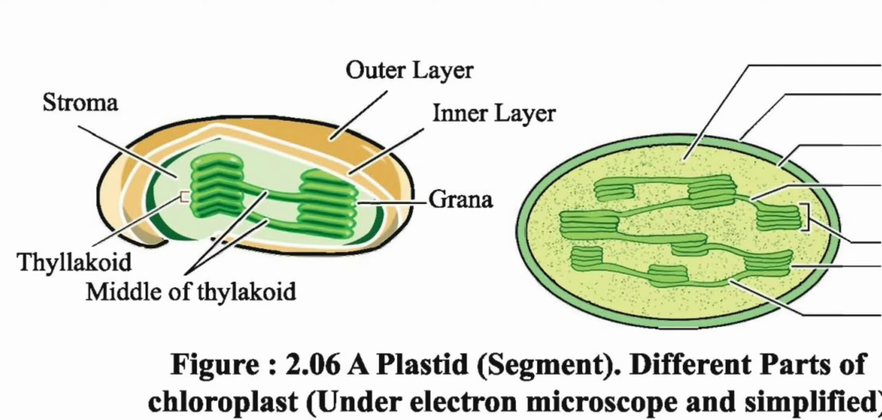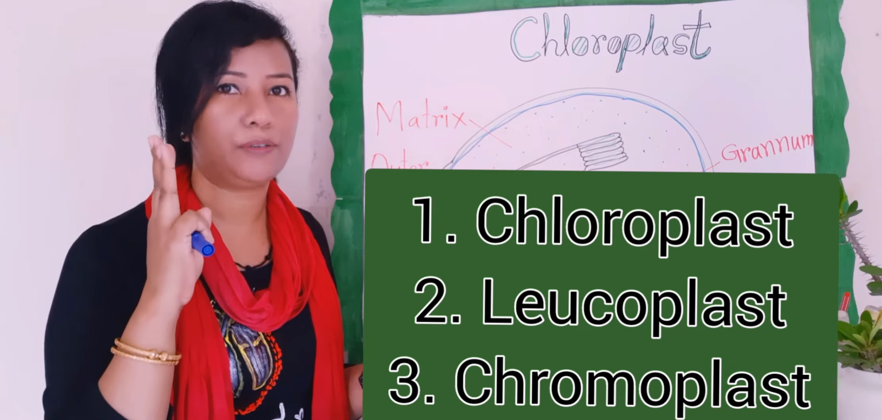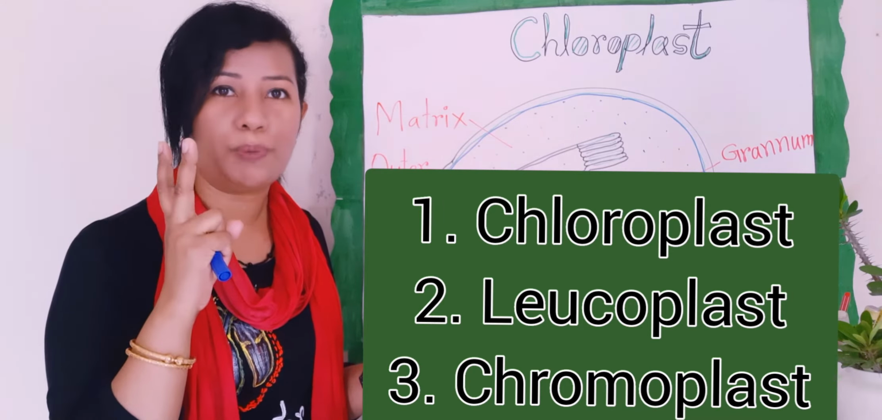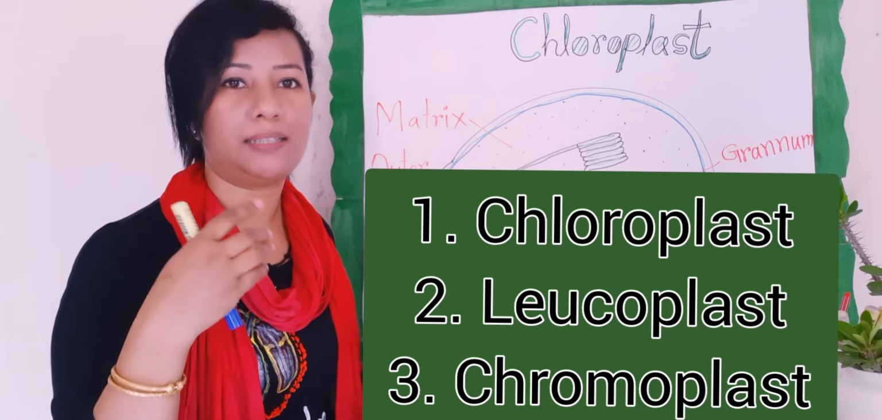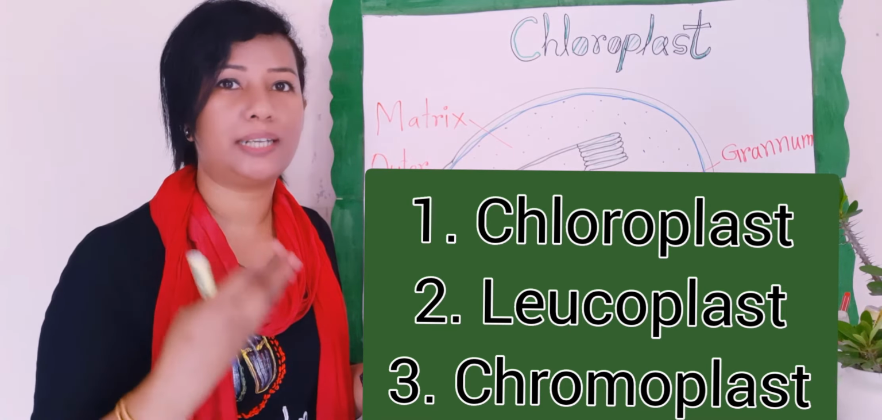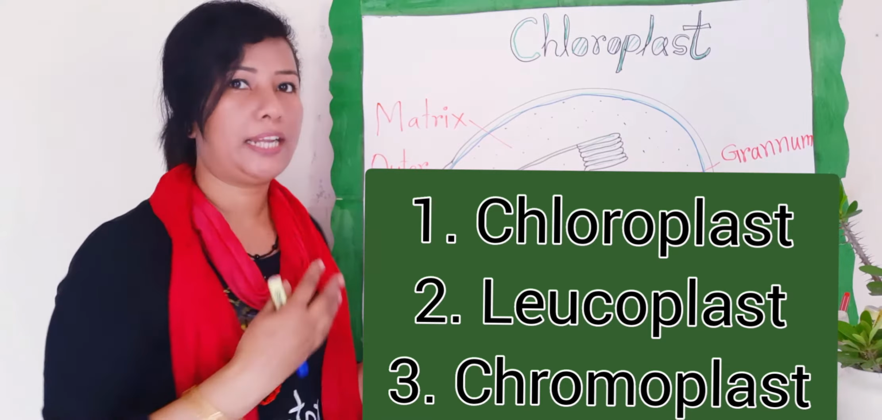So chloroplast is a type of organelle known as plastid. We also know that we have three types of plastid. Number one, chloroplast. Number two, chromoplast, and leucoplast. But chromoplast and leucoplast do not carry out photosynthesis because there is no green color pigment, chlorophyll. There is no chlorophyll.